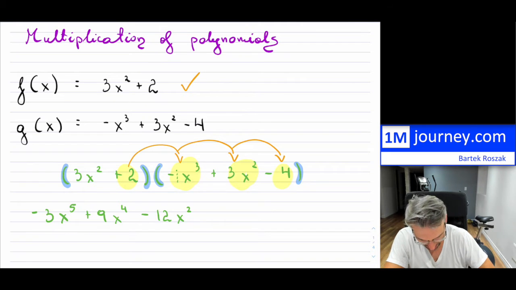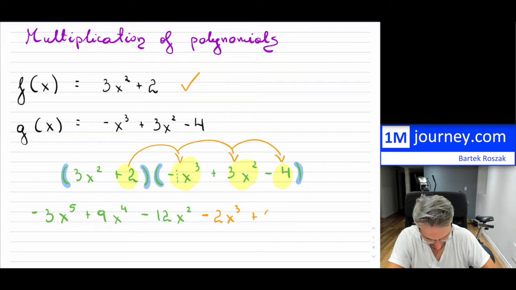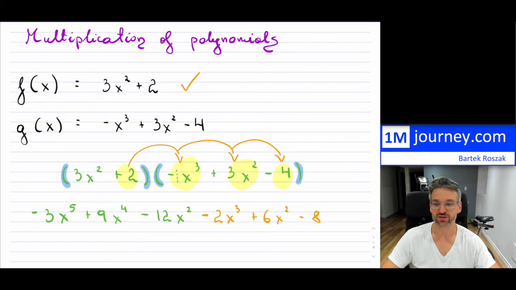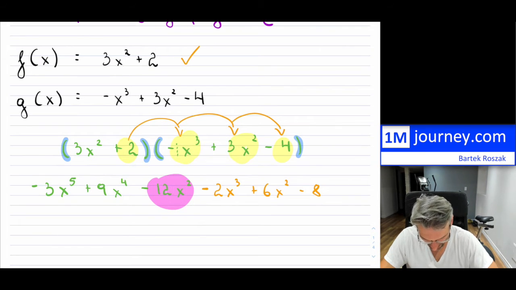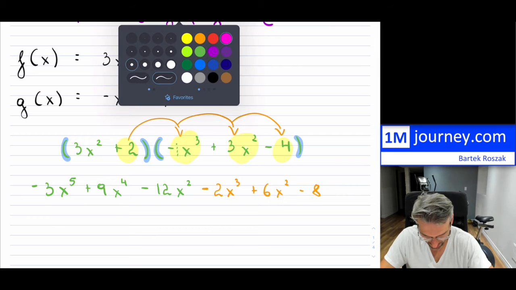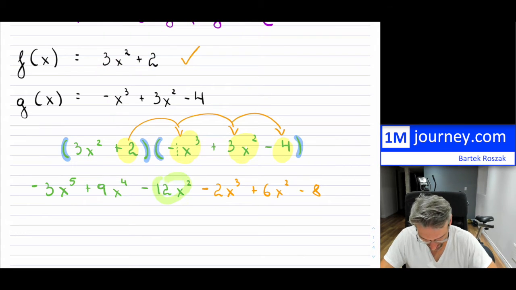So now in the second one, we're going to get minus 2x cubed, then plus 6x squared, and then minus just the 8. Now finally, once you do that, you can of course collect your like terms. In this case, I'm going to just scan through and see if I have any like terms at all within here. It looks like we do have an x squared here. Let me change the color so you can see it a little bit better. So this one is x squared, and this one's x squared.